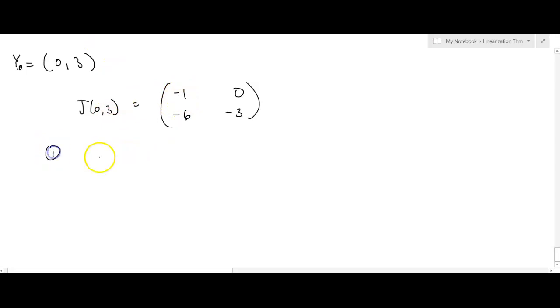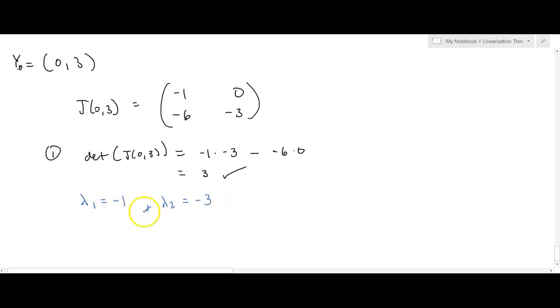Okay, so the determinant of J at 0, 3 is the product of the diagonals from top left to bottom right, which is negative 1 times negative 3, minus negative 6 times 0, which is equal to positive 3, so that passes. We can now compute the eigenvalues and eigenvectors. For this Jacobian matrix, we will get eigenvalues of lambda 1 equals negative 1 and lambda 2 equals negative 3. And so these are not purely imaginary, which is our second check that we've passed. So there's actually not an imaginary component at all.